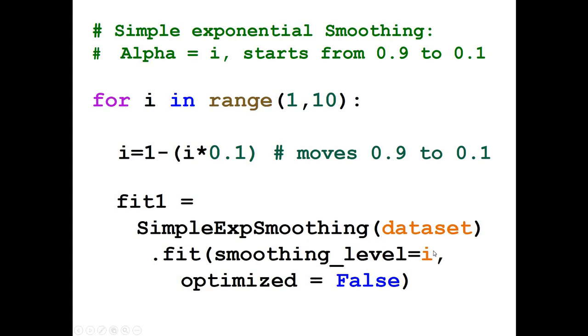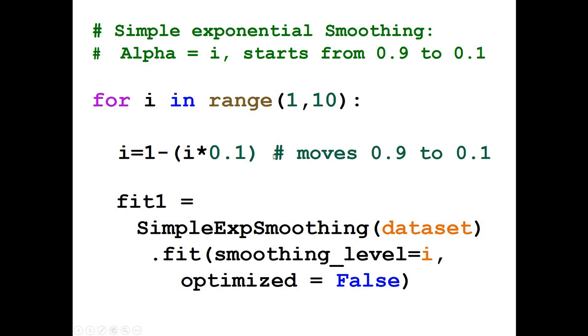With the smoothing level equal to 1 minus i times 0.1, I will be varying i in this loop from 1, 2, 3, 4, 5, 6, 7, 8, 9. When i is equal to 1, that means 1 multiplied by 0.1, that is 0.1, and 1 minus 0.1 becomes 0.9.